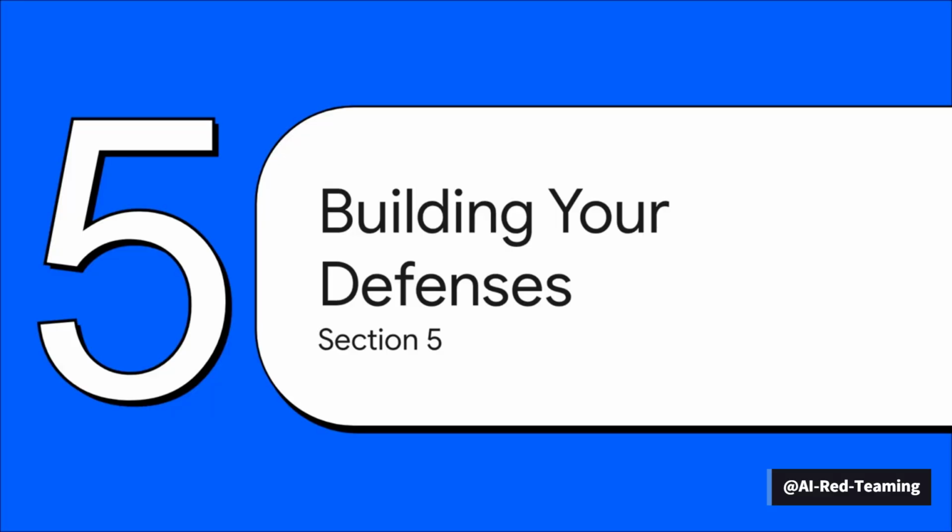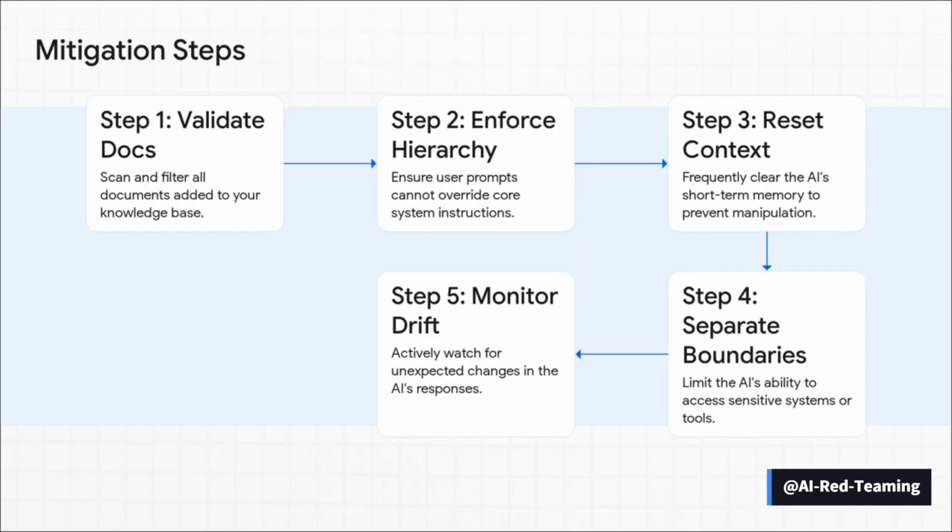Okay, we've defined the threat, we understand the danger. Now, let's get to the most important part. How in the world do we fight back? It's time to talk about building our defenses. The good news is, we are not powerless here. First off, you have to validate everything that gets added to your AI's knowledge base. Think of it like a security checkpoint for information. Second, you've got to enforce a strict hierarchy. A user's question should never, ever be able to override the AI's core programming.